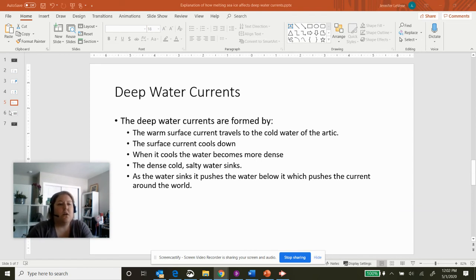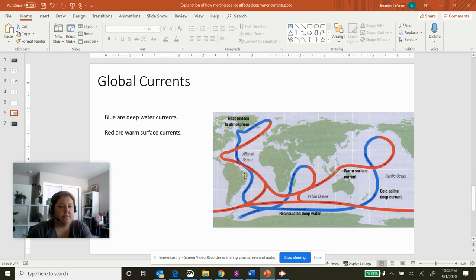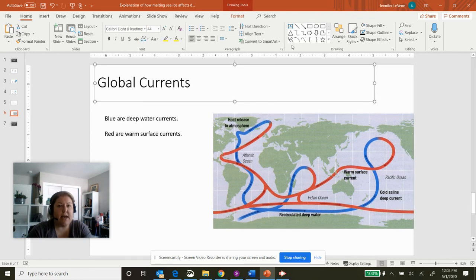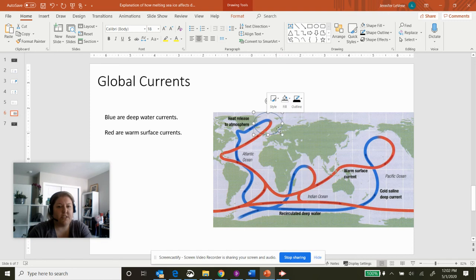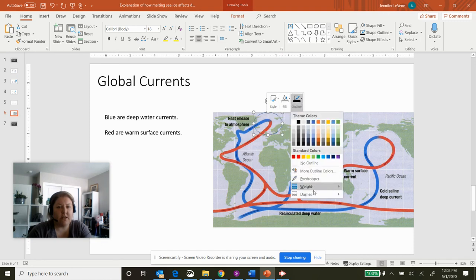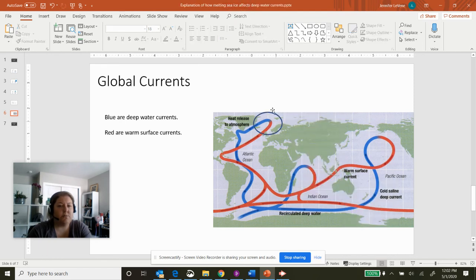So let's look at a picture of the currents. This area right here is where the ocean current starts, up here in the Arctic. This is the start point, where the warm water comes up, cools down up here, and it sinks right here because it's getting super cold.